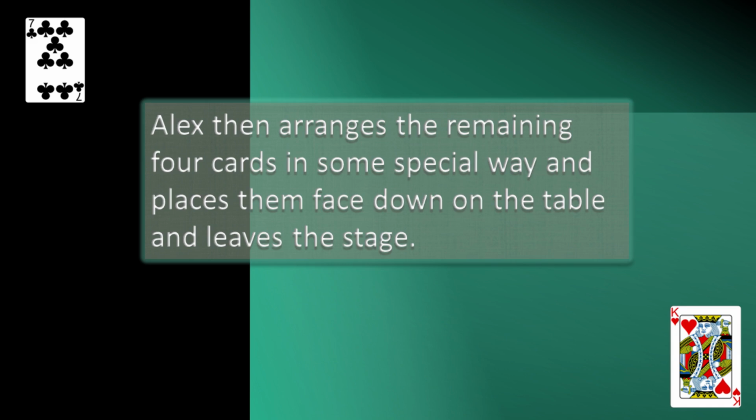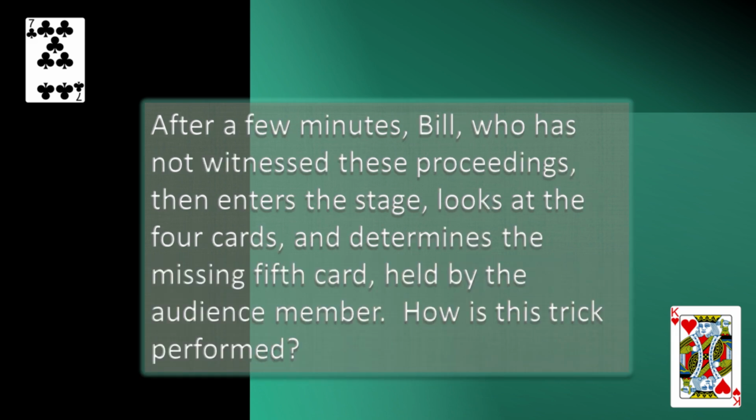Alex then arranges the remaining 4 cards in some special way and places them face down on the table and leaves the stage. After a few minutes, Bill, who has not witnessed these proceedings, then enters the stage, looks at the 4 cards, and determines the missing 5th card, held by the audience member. How is this trick performed?